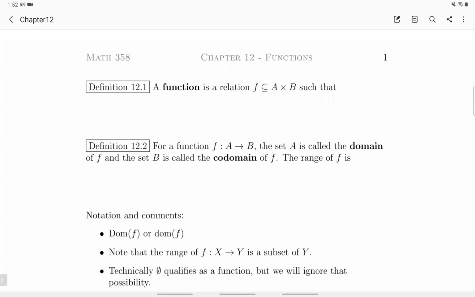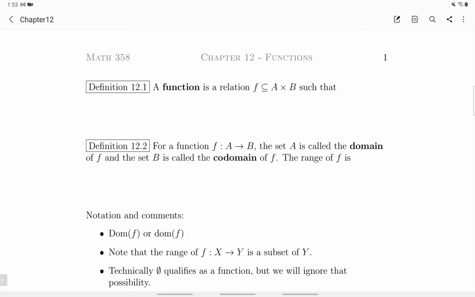Okay, so chapter 12. This is the last chapter we're going to get to. We're going to keep working with that idea of relations. We're just going to talk about a special type. So here's a definition. A function is a relation F that's a subset of A cross B, right?